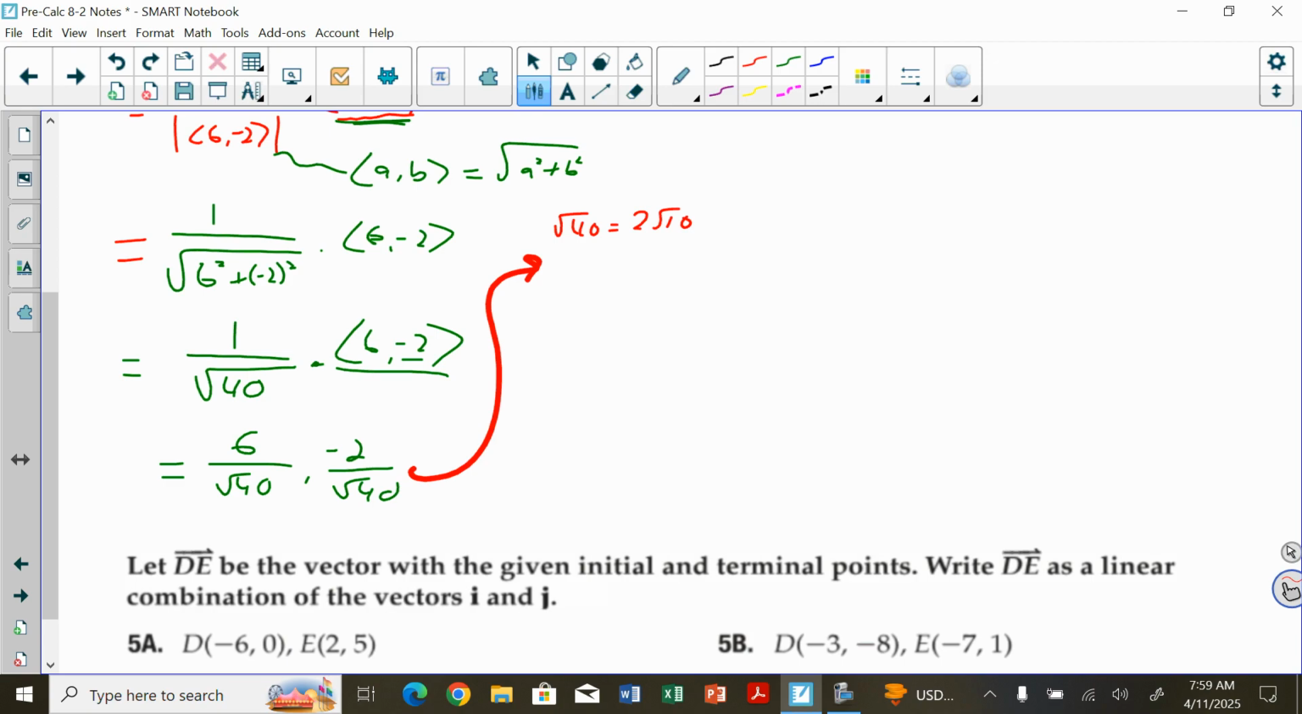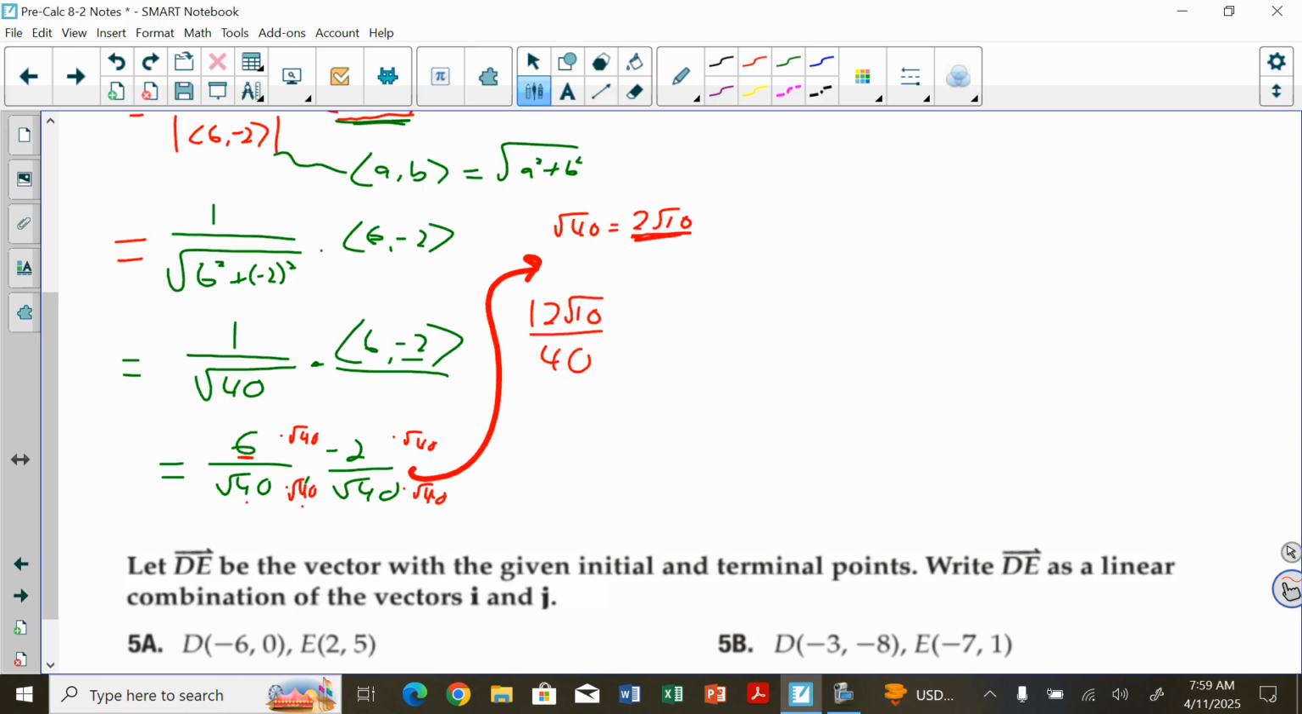So when I rationalize that, I'm going to have a 40 on the denominator, right? I'm going to take this times the square root of 40 and then times the square root of 40 on the top and bottom. So like I said, remember that this is like 2 times the square root of 10. So on the bottom, I'm going to have 40 because square root of 40 times square root of 40 is 40. So my denominators are going to be 40. So now what I have is 6 times 2 times the square root of 10, which is 12 times the square root of 10.